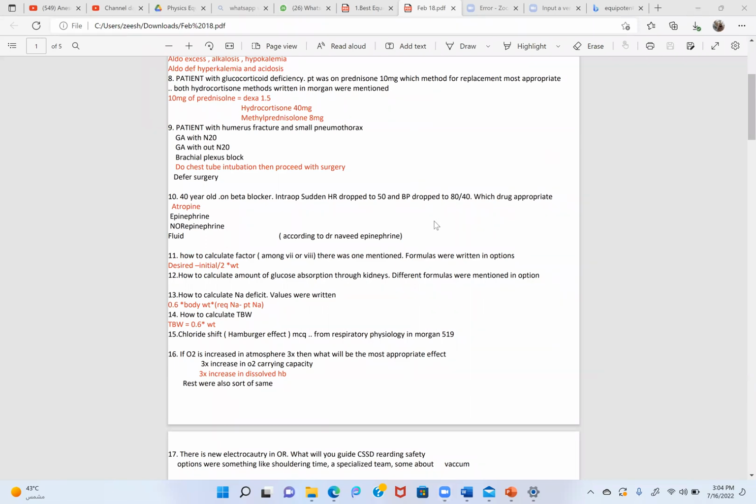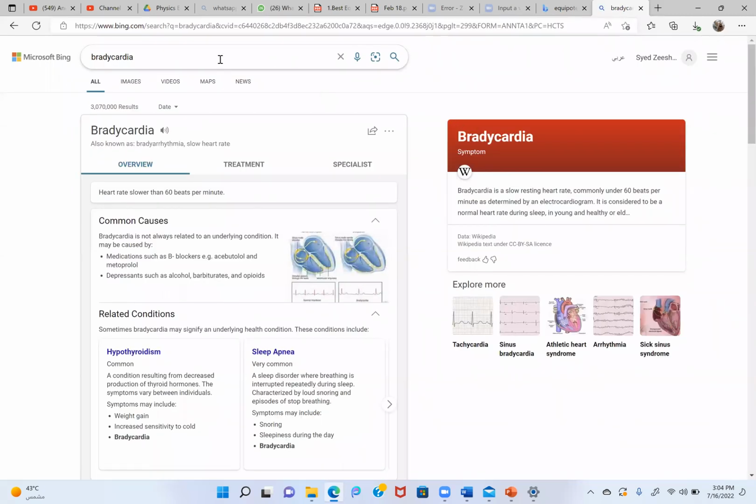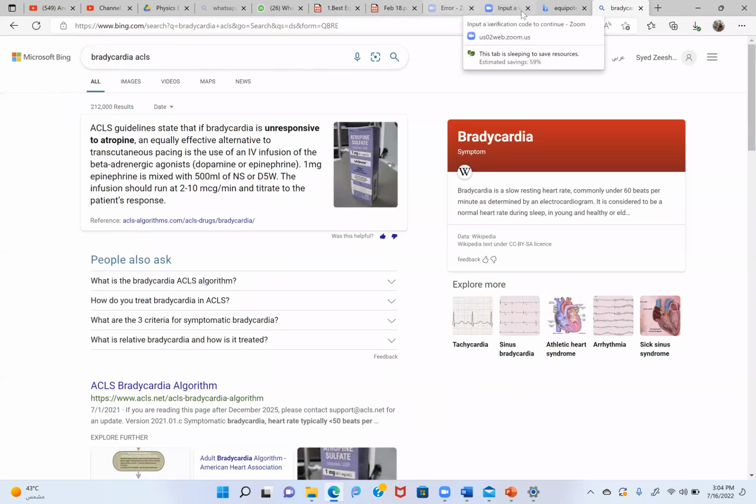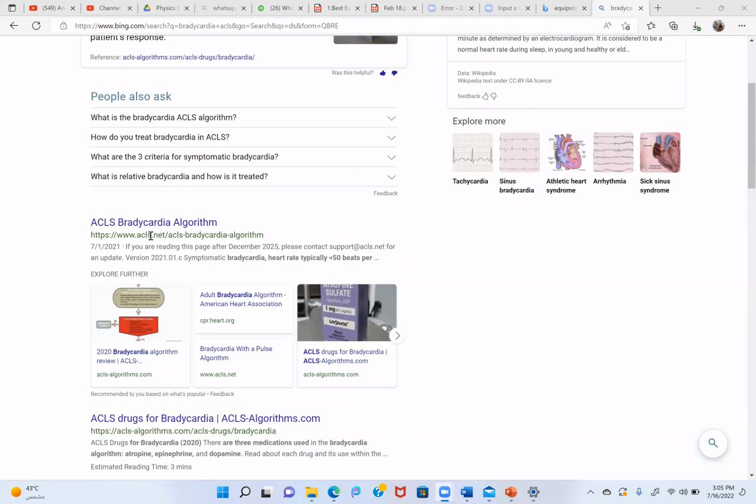Okay. Sir, I have a question. If in this scenario the patient is taking a beta blocker, but if the patient were not taking a beta blocker and the same scenario came, then we would use atropine or adrenaline, sir? Just tell me one thing: what does the bradycardia ACLS algorithm say? This is not in my words. Try to understand the concept that the answer in this question should be on the basis of the ACLS algorithm. So you have to follow the ACLS algorithm.